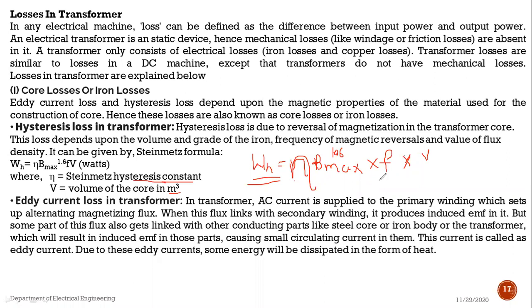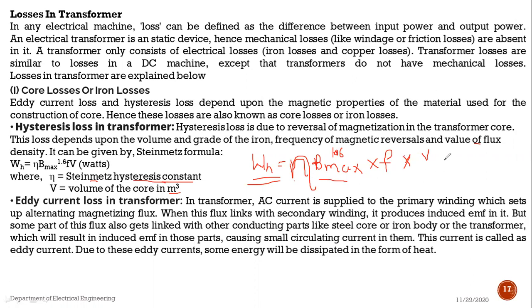Okay, so according to this Steinmetz formula, the hysteresis loss is WH equals eta into Bmax raised to power 1.6 into F into V. Here eta is the Steinmetz hysteresis constant, and Bmax is the flux density raised to power 1.6. All of you write this formula, because it is important while solving a problem.